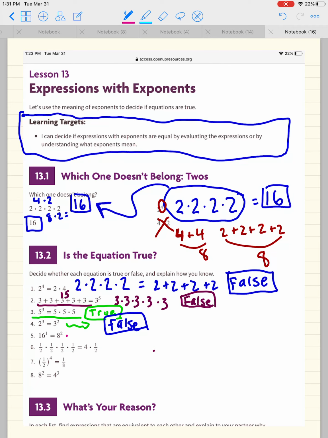Let's look at number 5. 16 to the first power is just 16 equals 8 squared, or 8 times 8. So 8 times 8 is not 16. That would be 8 times 2. And so this one is false.